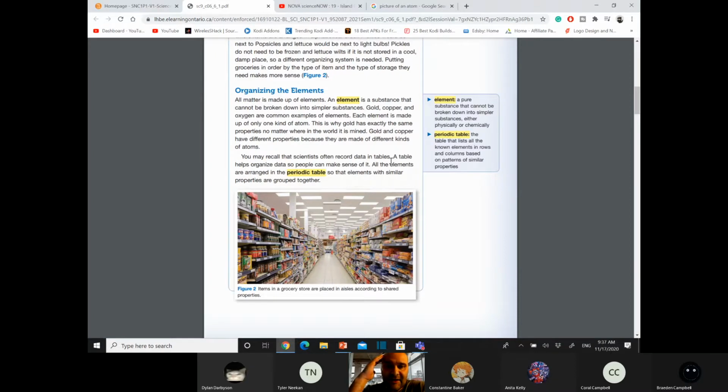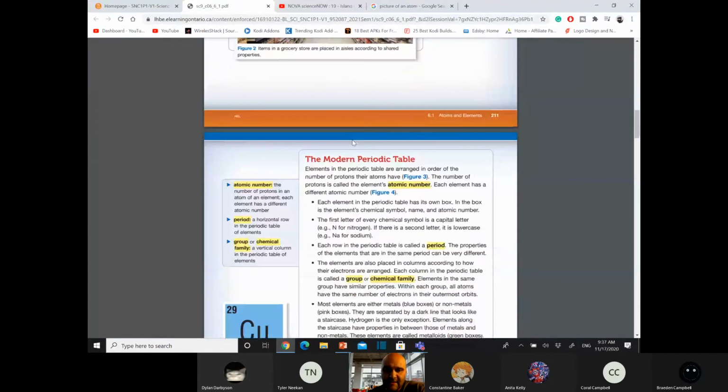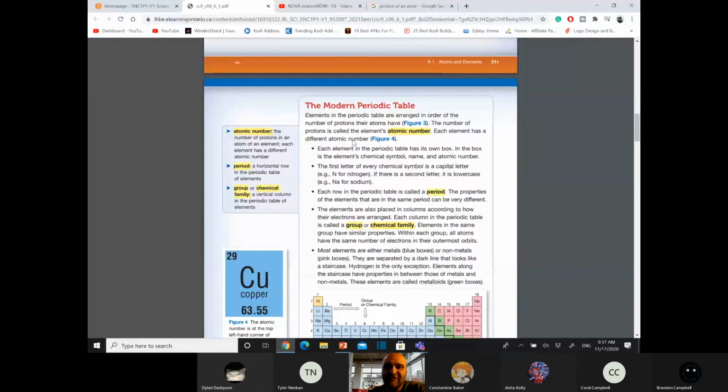Each element is made up of one kind of atom. This is why gold has exactly the same properties no matter where in the world it is mined. Gold and copper have different properties because they are made of different kinds of atoms. You may recall that scientists often record data in tables. A table helps organize data so people can make sense of it. All the elements are arranged into the periodic table so that elements with similar properties are grouped together. Okay, more important stuff for our lesson here today.